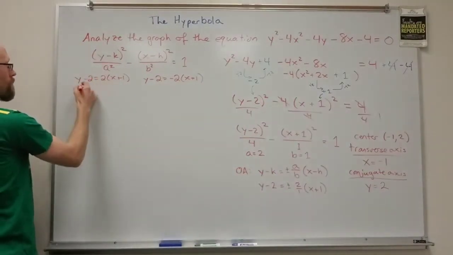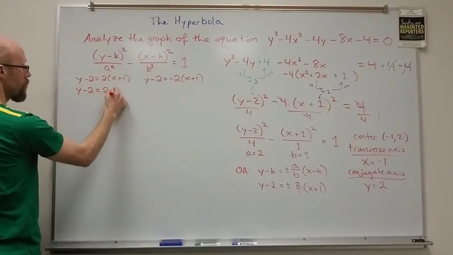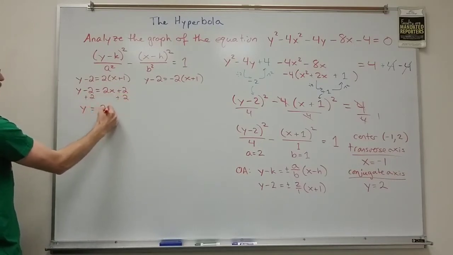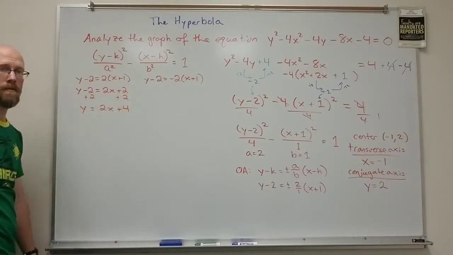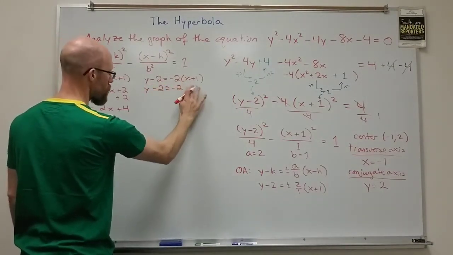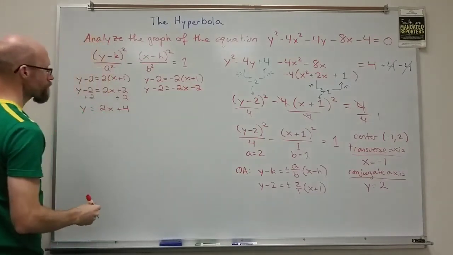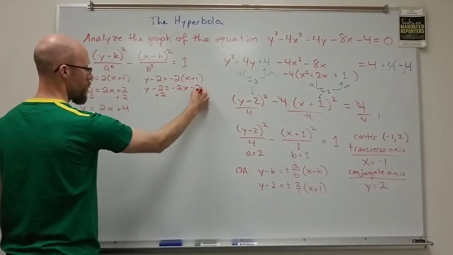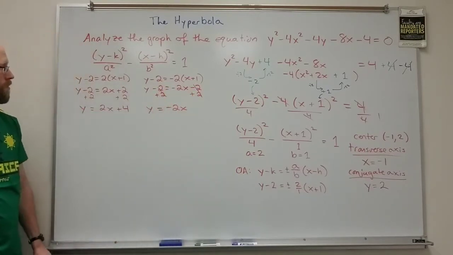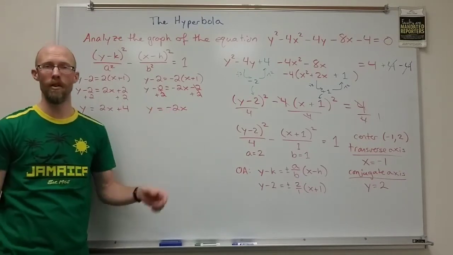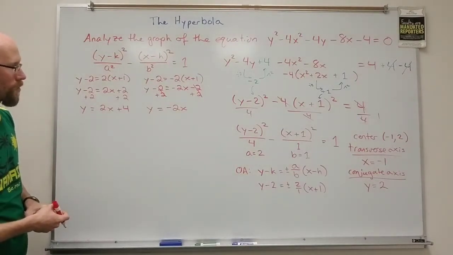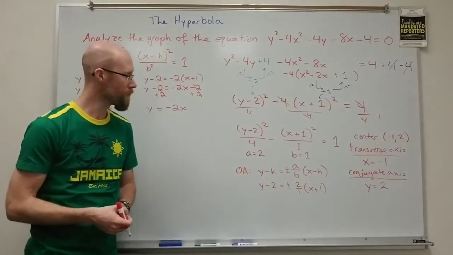Anyway, y minus 2 equals 2x plus 2. When I add this 2 to both sides, I get y equals 2x plus 4. That's kind of nice. Over here, y minus 2 equals negative 2x minus 2. Add the 2 to both sides. The 2's all cancel out here. You get y equals just negative 2x. All right, so that gives me my slope-intercept form for each oblique asymptote. Okay, the only things left to find are the vertices and the foci.